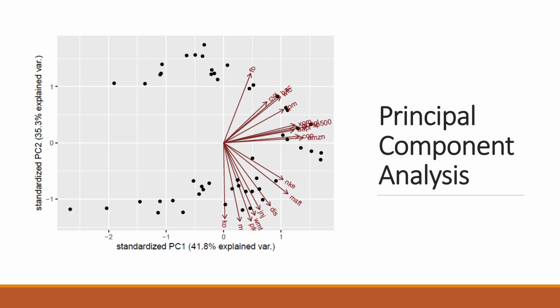Here is the principal component analysis of the dataset. There are in total 19 principal components for each stock and also the index. And here I plotted the first two principal components, and this graph explains 41.8 plus 35.3, roughly 77% of all information contained in this data set.